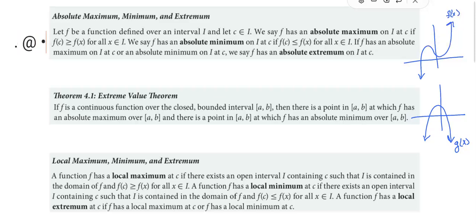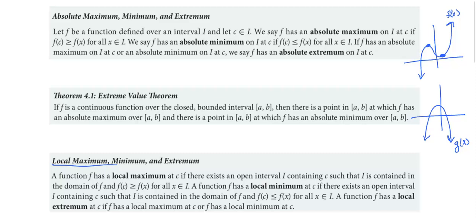Notice maximum here, minimum here. Okay, notice that this is a max value, but it's not the highest point on the graph because the range of this function goes up to positive infinity. So it's a high point, but it's not the highest point on the graph. Same thing with this. It's a low point, but it's not the lowest point on the graph.